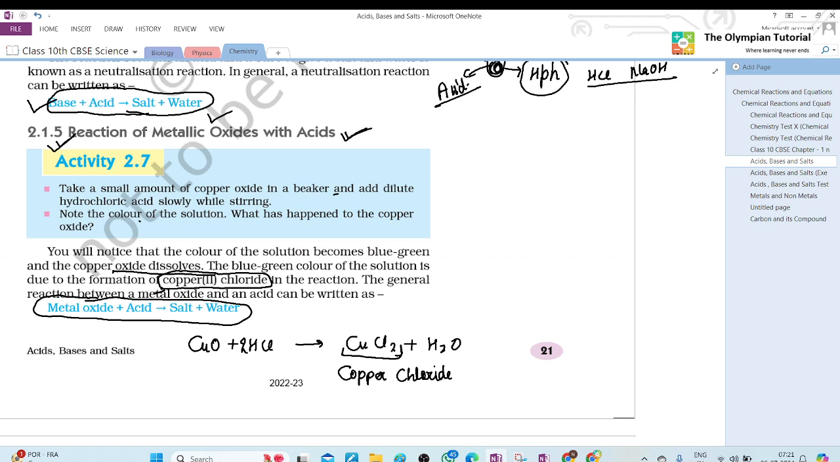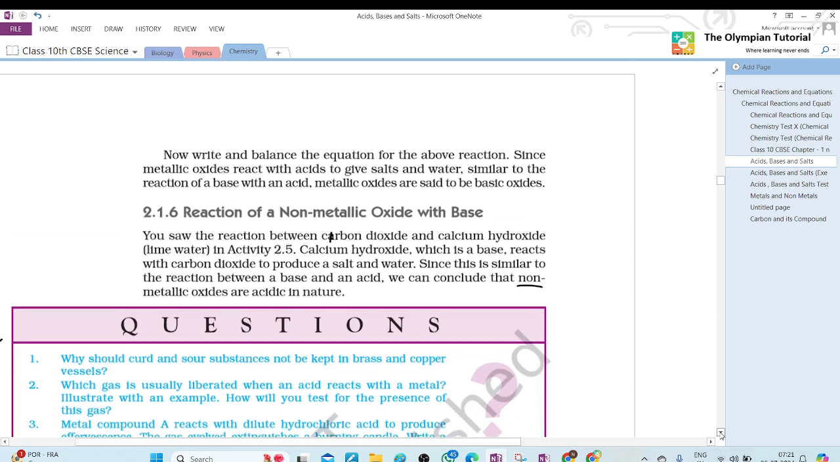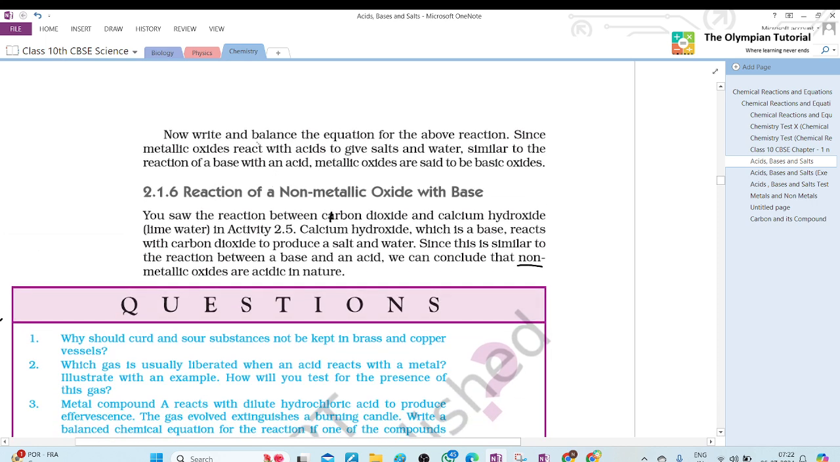Done, ma'am. Okay, very good. What about Aikta? Done, ma'am. Okay, write the balanced equation for the above reaction. Since metallic oxide reacts with acids to give salt and water, similar to the reaction of base with an acid, metallic oxides are said to be basic oxide. Are you okay with it?